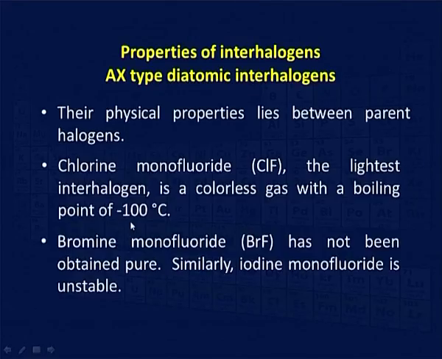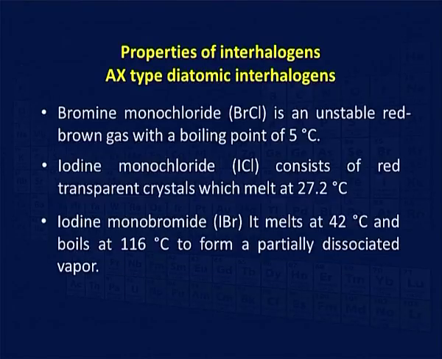Their physical properties lie between those of the parent halogens. Chlorine monofluoride, the lightest interhalogen, is a colorless gas with a boiling point of minus 100 degrees centigrade. Bromine monofluoride has not been obtained in pure state yet. Similarly, iodine monofluoride is unstable in nature. Bromine monochloride is an unstable red brown gas with a boiling point of 5 degrees centigrade.